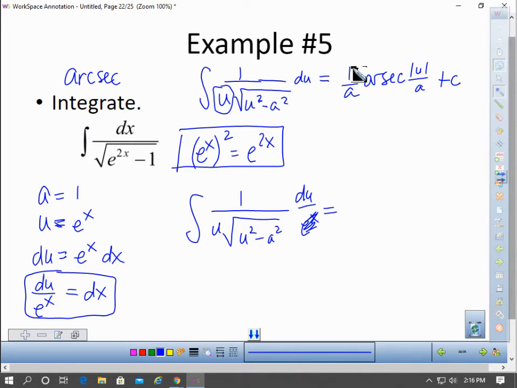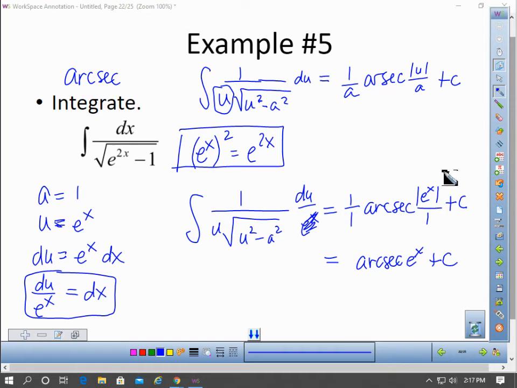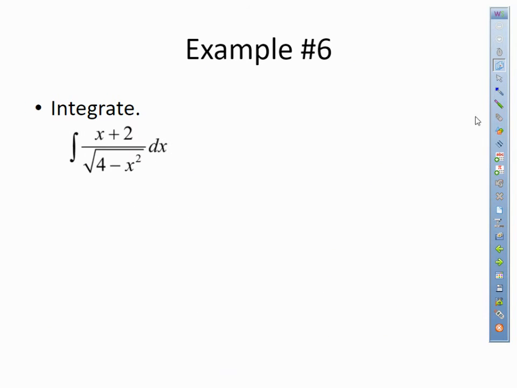So my answer is going to be 1 over a. My a is 1, so that's 1 over 1, arcsecant of the absolute value of u, which is e to the x, which doesn't need bars because e to the x is never negative, and then over a, which is 1, plus c. So really, this is just arcsecant of e to the x plus c. All right, so that's all it is. Good, good, good. All right, number 6. You notice these aren't really that bad. You just have to know the rules.